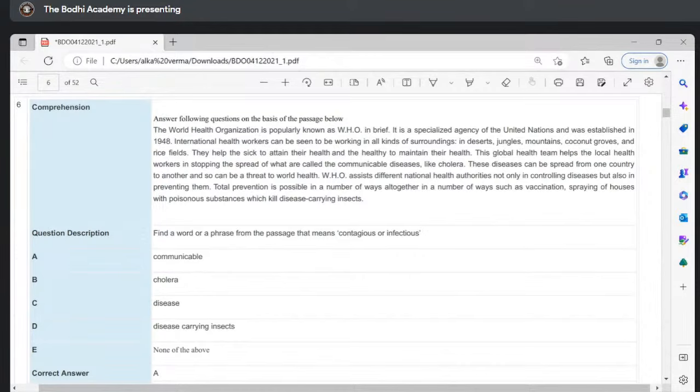Let's have a look at the other options. It's important that we look at the other options also. Cholera, no. We are looking for a word that means contagious or infectious. Disease, no. Disease carrying insects, no. The only option which is most sensible is communicable. So question number 6's answer is A, communicable. Spreading very fast, easily spread. Okay, let's move on to the 7th one.